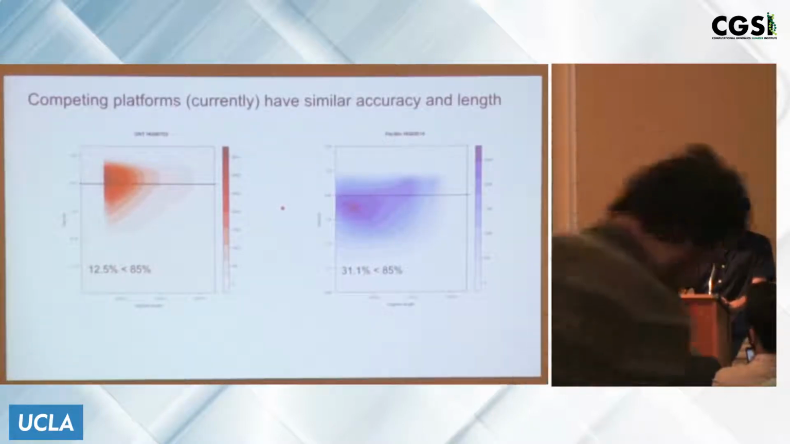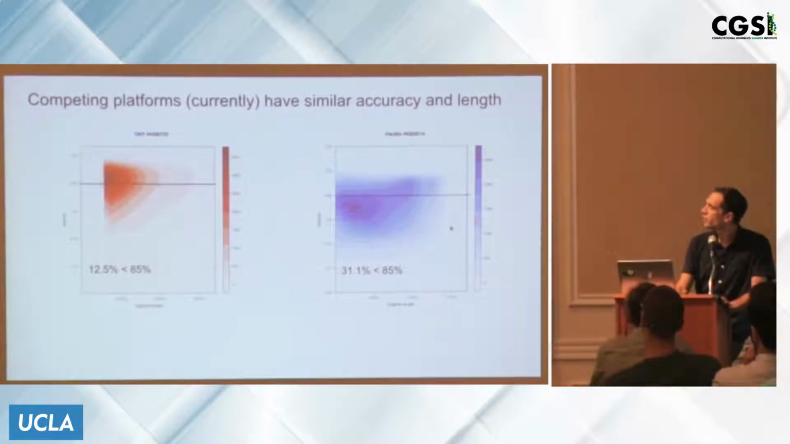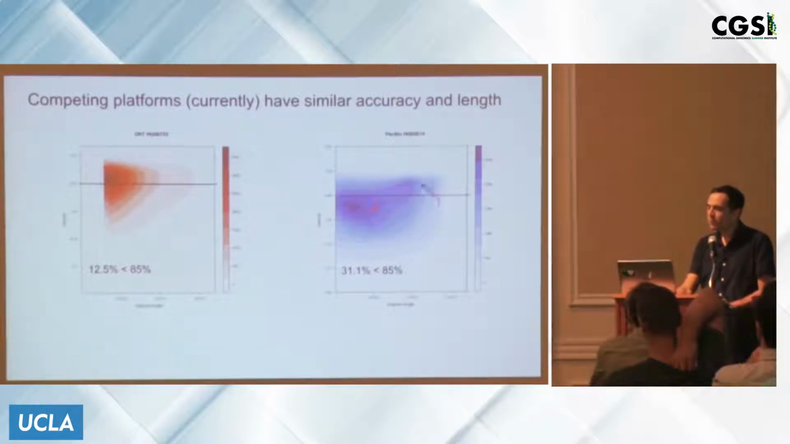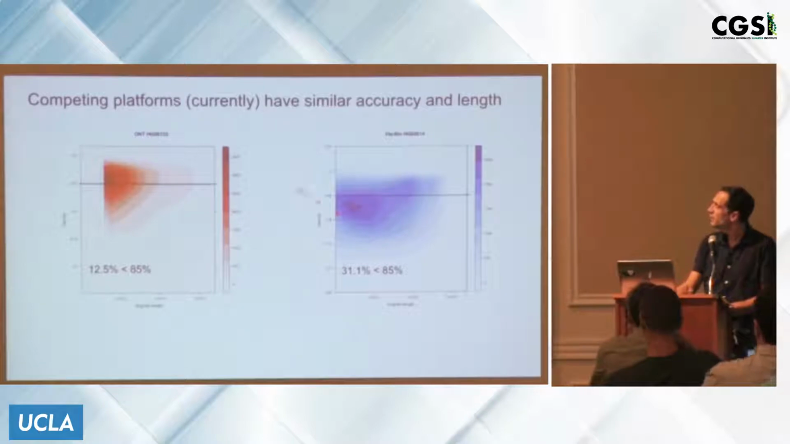There's also no real discernible drop-off of accuracy with read length. What you can see is that there's this large mass centered around 87 or so percent, and closer to about 90% in the nanopore sequences.